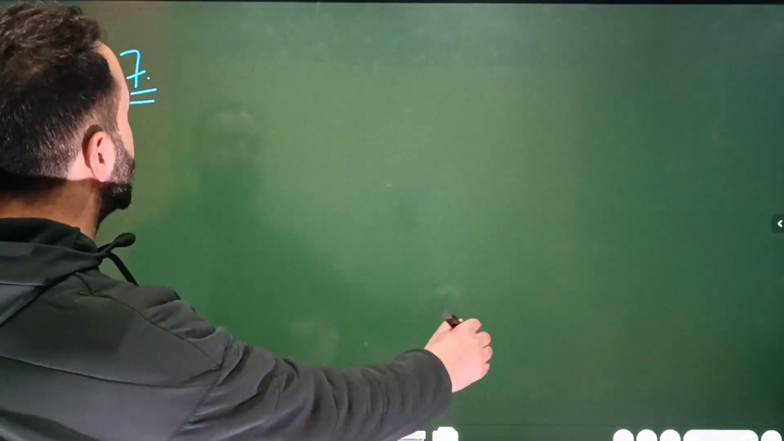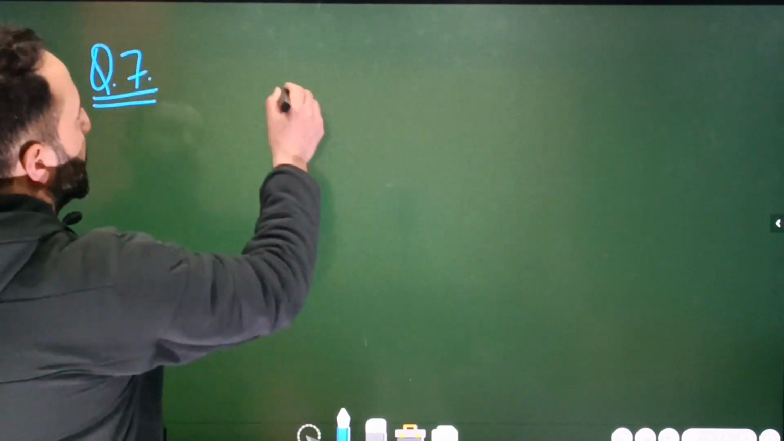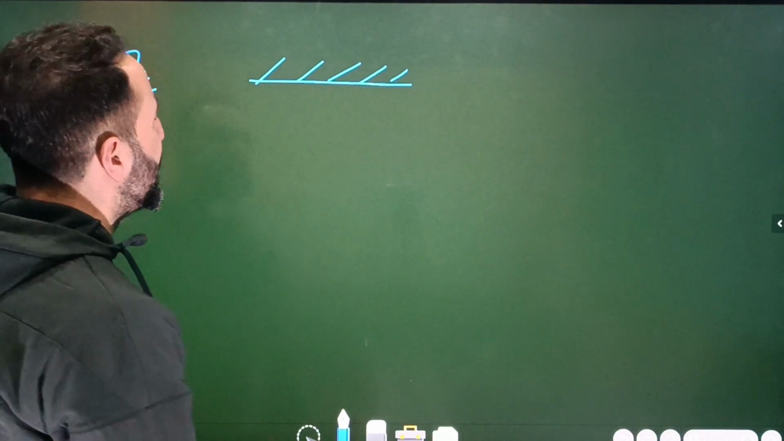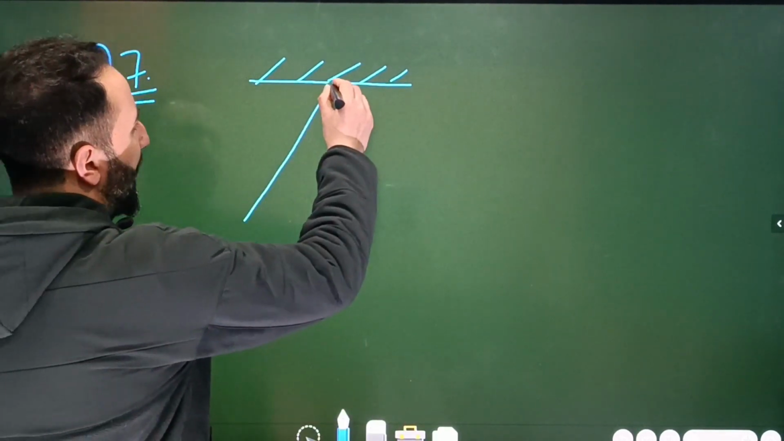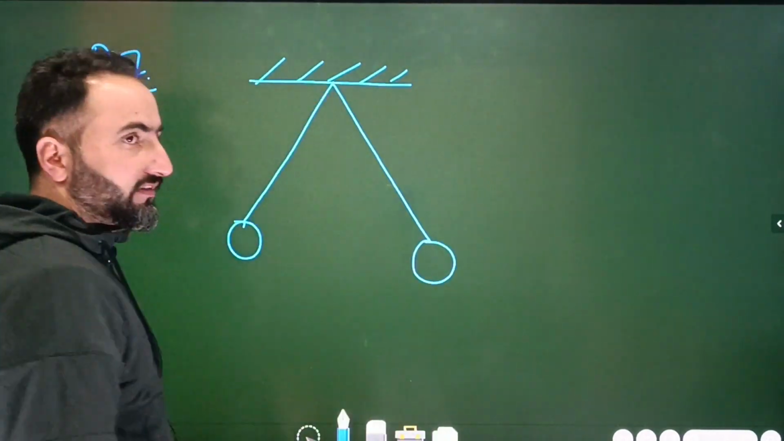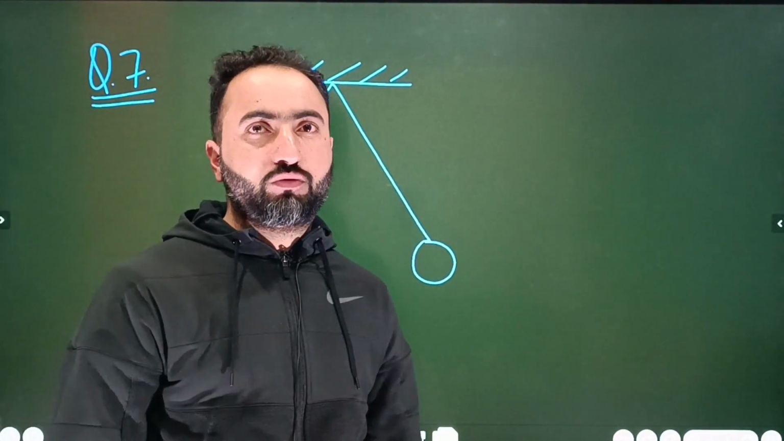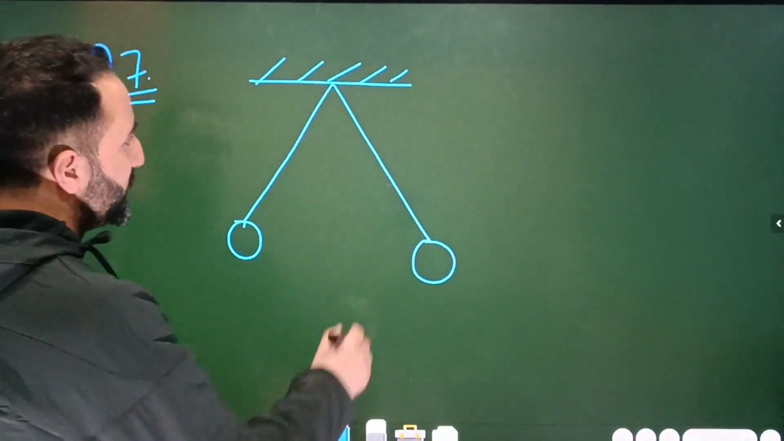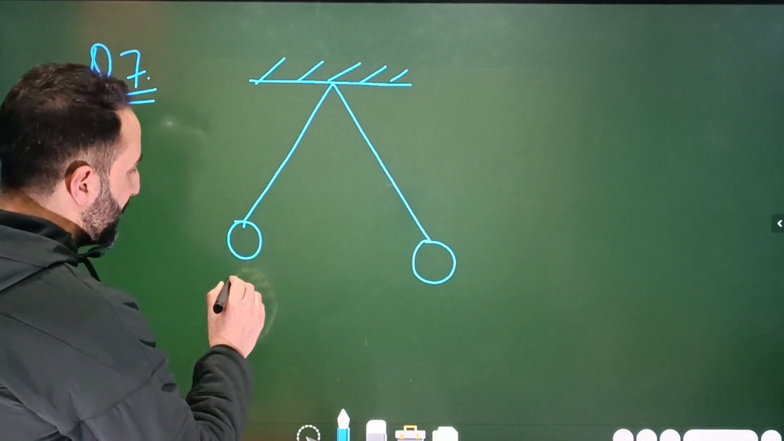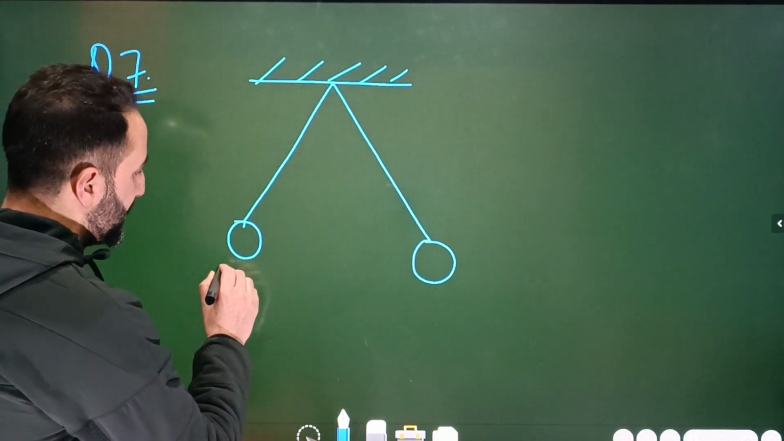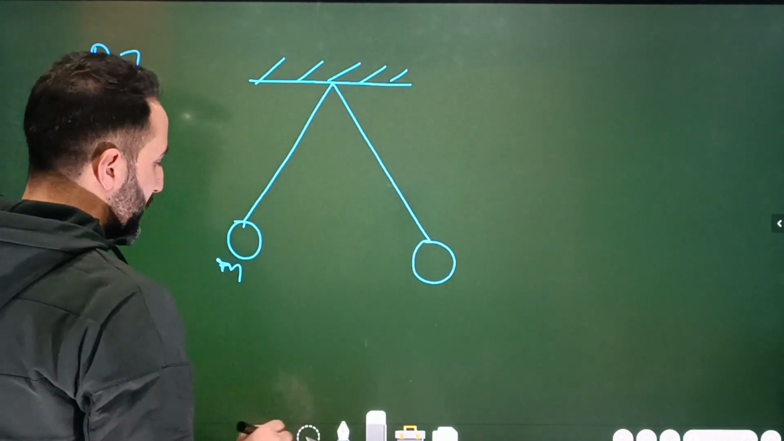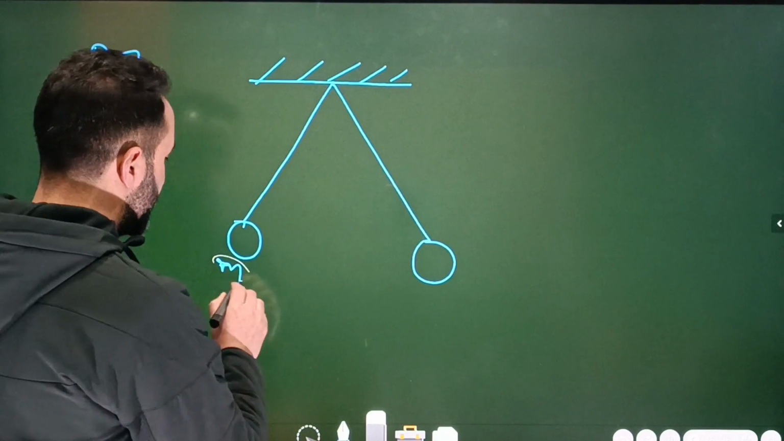Okay, now back to the problem. So example number 7 is simply like this. Here we have a rigid support, and 2 particles are hanging from this rigid support like this. This is particle number 1 and this is particle number 2. This is a thread and this is a thread. The mass of this is m and the charge of this is q. Mass is m and the charge is equal to q.